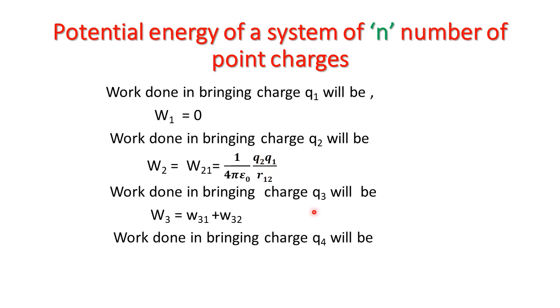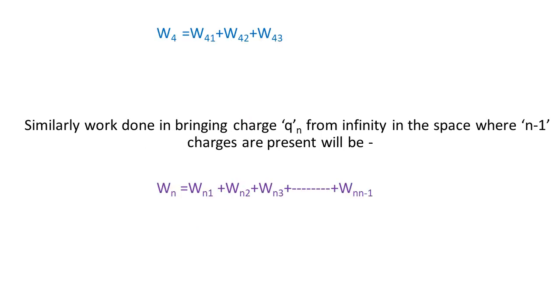So when the third charge is brought, it will have to work against the potential of the first charge and against the potential of the second charge. So W31 plus W32 is equal to W3. When the fourth charge is brought, it will have to work against the potential of the first, second and third. Had there been a fifth charge shown here, then that would have been W5 is equal to W51 plus W52 plus W53 plus W54, and so on.